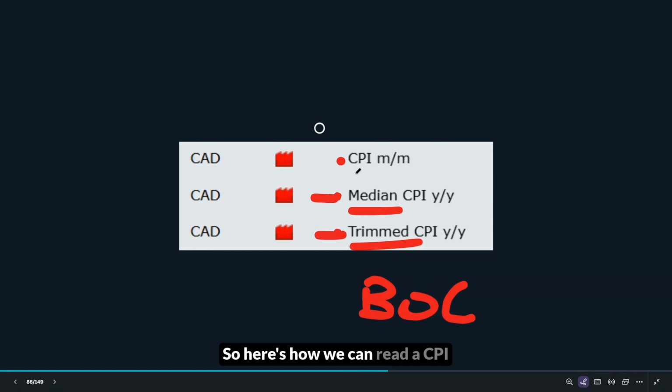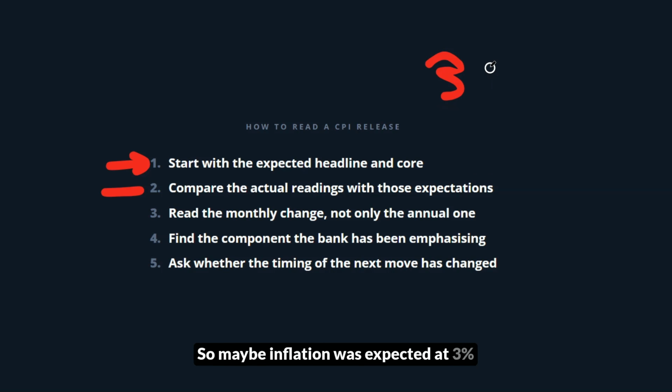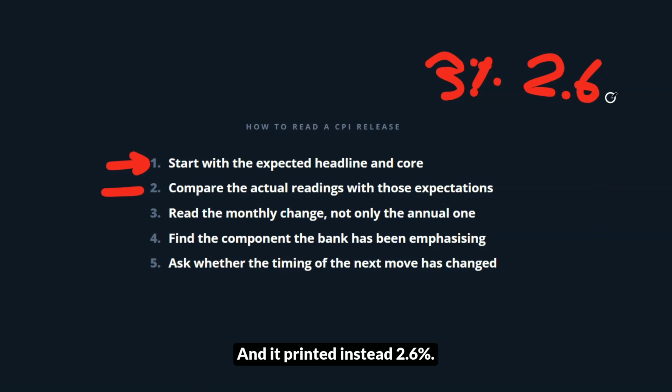So here's how we can read a CPI release in practice. Start with the expectations of what headline CPI was and what core CPI was. Then you can compare the actual reading with the expectations. So maybe inflation was expected at 3% and it printed instead 2.6%.